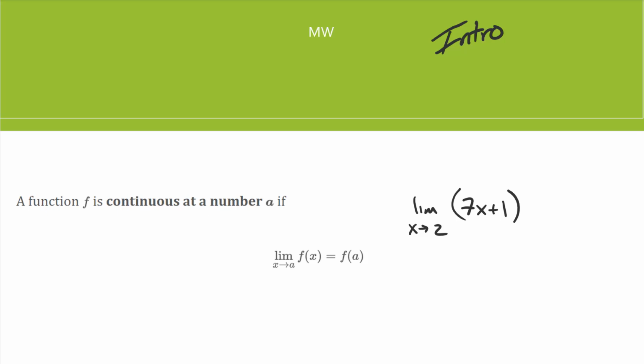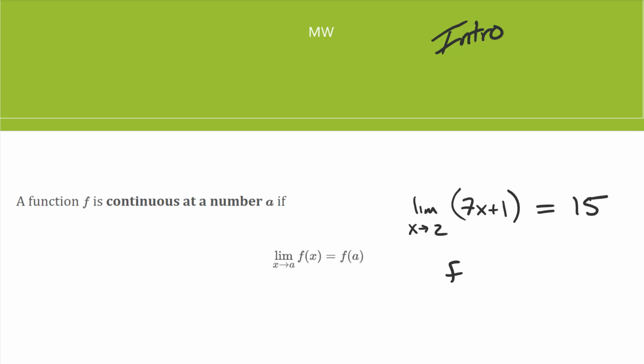So what's the limit as x goes to 2 of 7x plus 1? 7 times 2 is 14. 14 plus 1 is 15, right? If you can just plug the number in and it's equal, it's the same thing. It's continuous. It has to be continuous. 7x plus 1 is a line. It's continuous everywhere. There can't be an issue.